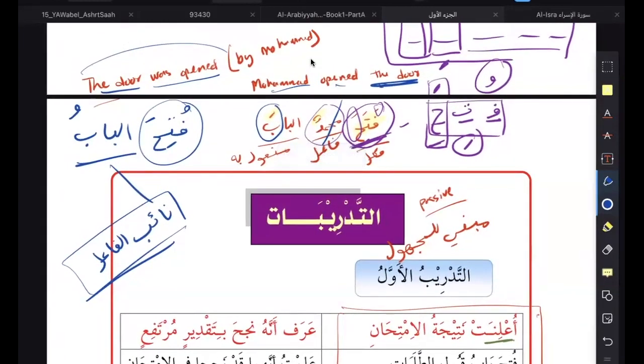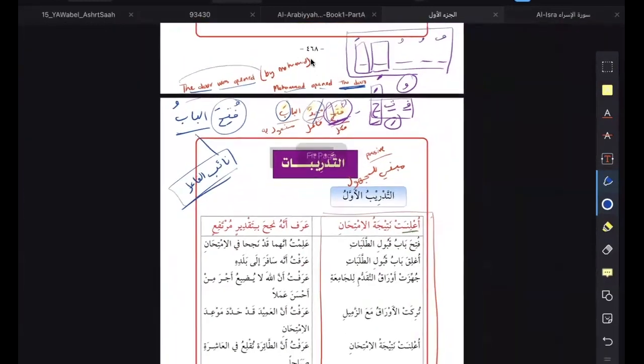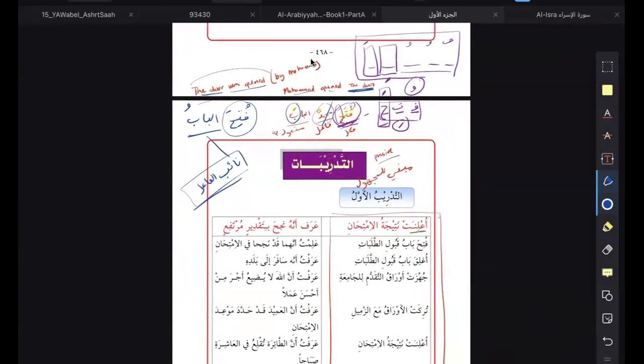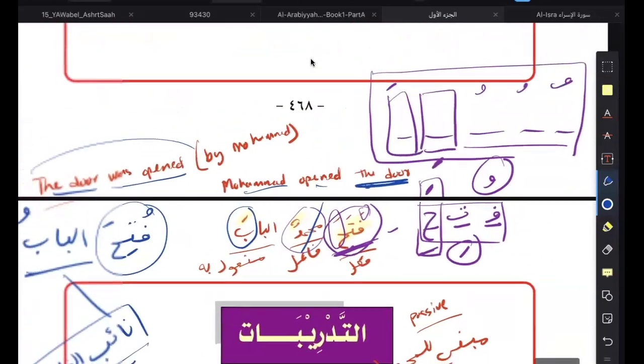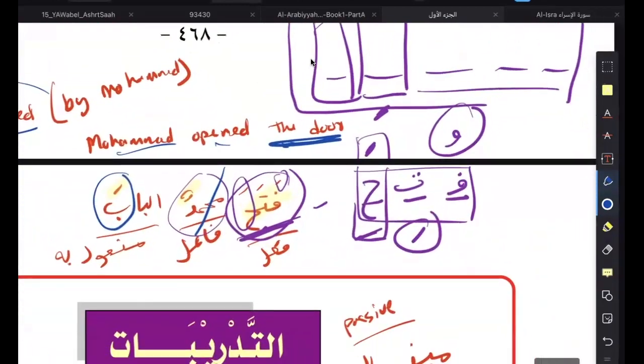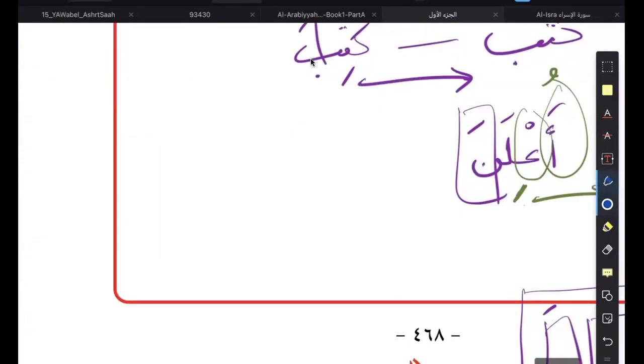Before I move on, I just wanted to show you quickly, because the book did not mention the present tense verbs. How do we make it? I'll just quickly mention it, which is not that difficult. For three letter verbs, it's not difficult. So what is the present tense of fataha? Yaftahu, right? So you have yaftahu. So how do we make that into a passive?